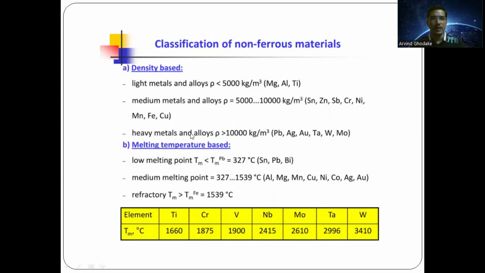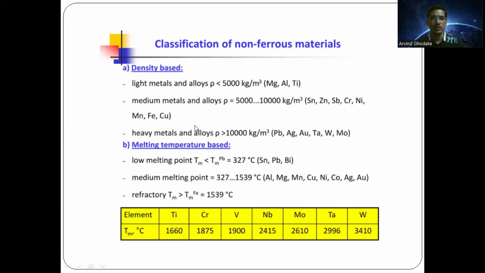Then heavy metals and alloys have a density greater than 10,000 kg per cubic meter. The examples are Pb, that is lead, then Ag, Au, tantalum, vanadium, molybdenum. These are the examples of non-ferrous materials based on density. So light metals, medium metals and heavy metals are the non-ferrous materials based on density.